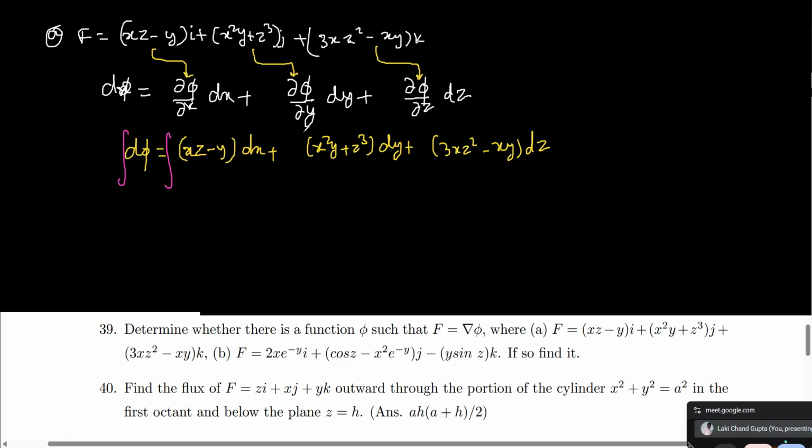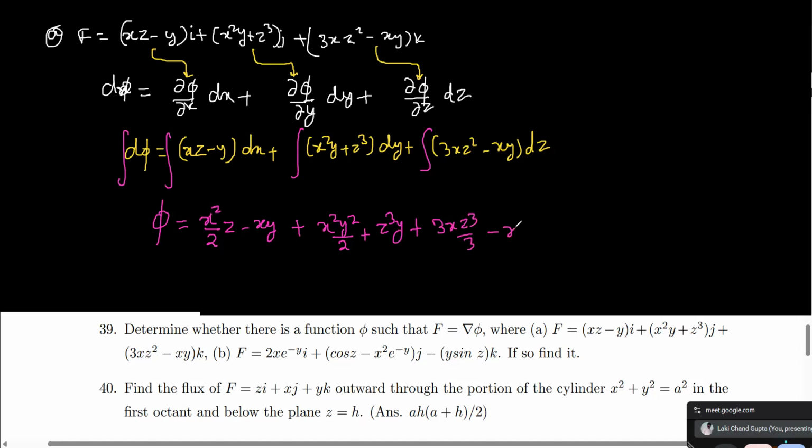Now integrate this. When you integrate, you will get x square by 2 z, 3xz cube by 3, minus xyz. 3 cancelling. Now you can see if anything is repeated, then you can write it only one time. So this is your final answer, and write one C in the last. Okay. This is your answer.